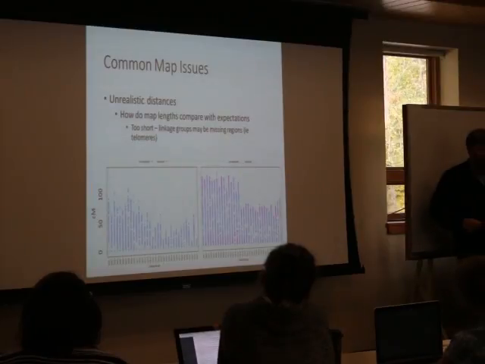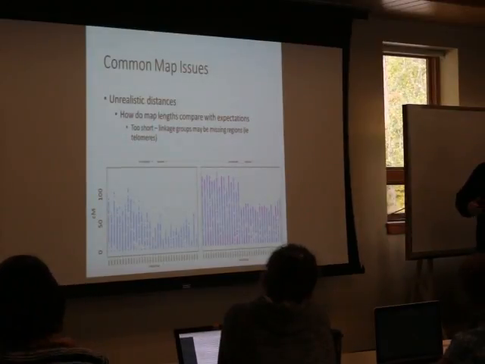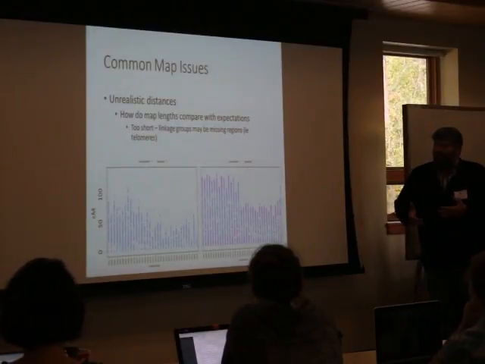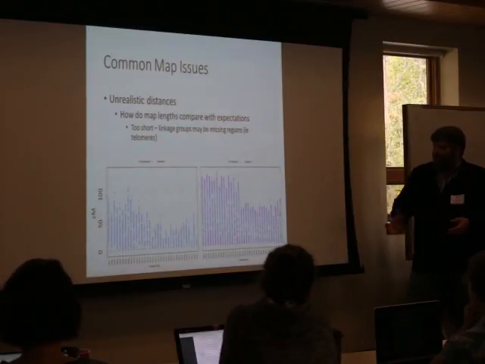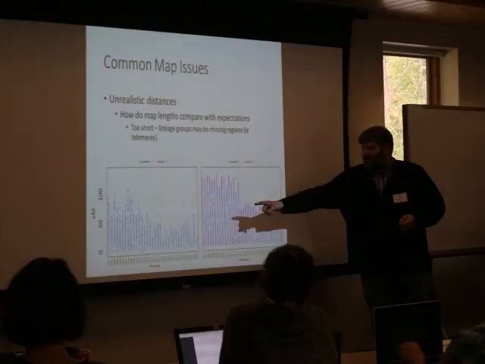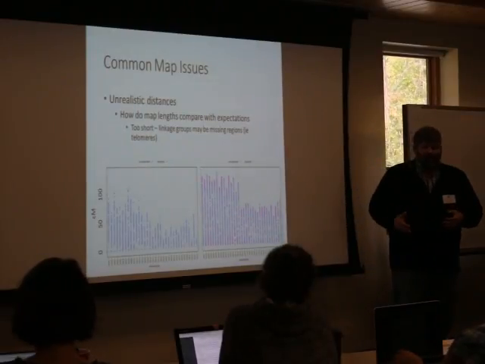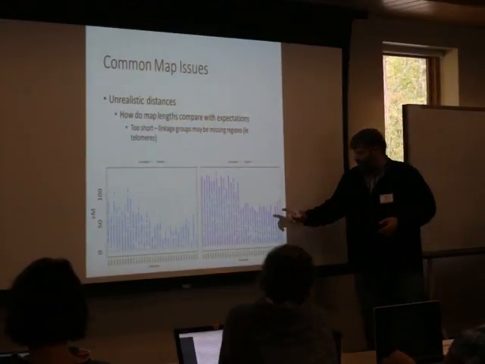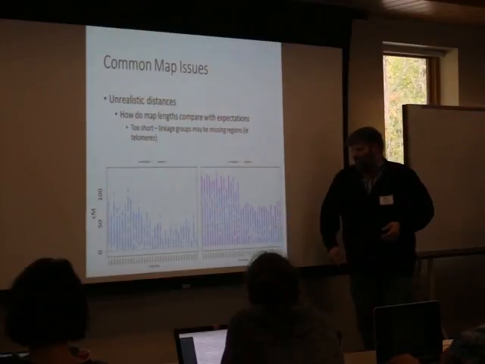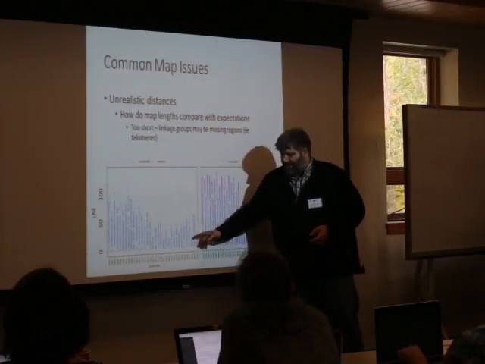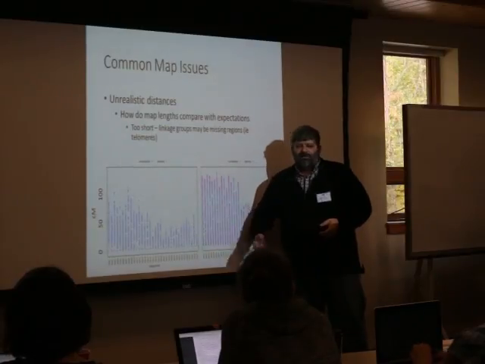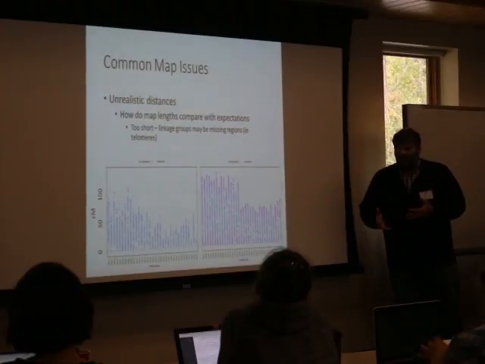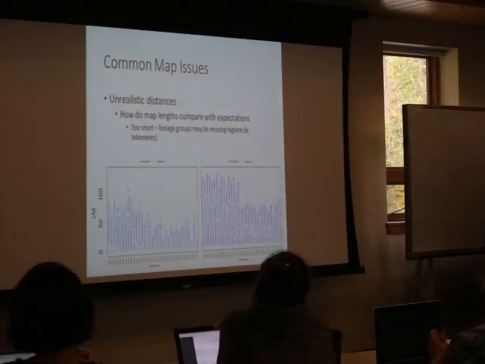So another issue can be unrealistic distances. If you have expectations of how long your linkage group should be based on biology, how do the lengths compare? In this case, the linkage map on the left is a Chinook map that doesn't have duplicate loci on it. This one on the right does have duplicates, which are all pink. And the one on the left is essentially missing some of these large regions of the genome. And so we have linkage groups that are only 15 centimorgans long, where they should be about 50. And so this is an example of a map that we know is too short, but we also have a reason that it's too short, because it's missing whole regions of the genome.